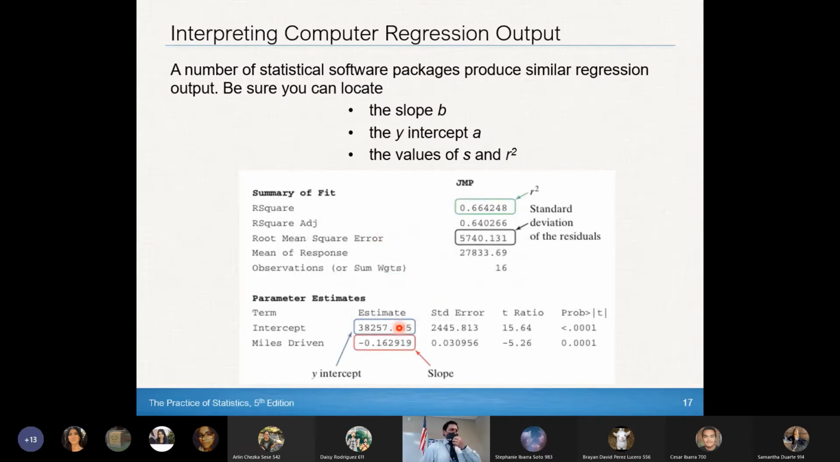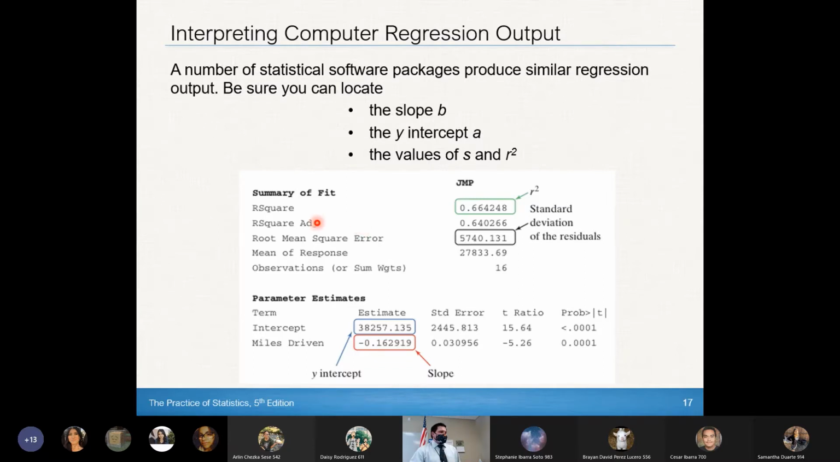We have another output here, formatted slightly differently from a different program. This has our summary of fit and values, and then parameter estimates. Again, we have r square, which is r squared. This format gives it to us as a decimal instead of a percentage, which we can easily convert by moving the decimal place over 2 spots to the right. Then we have our root mean square error. That is our standard deviation of the residuals. That one doesn't really have a nice correlation between the letter S and what it's saying here.